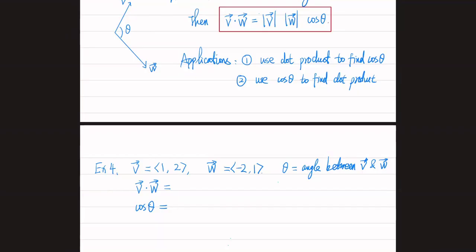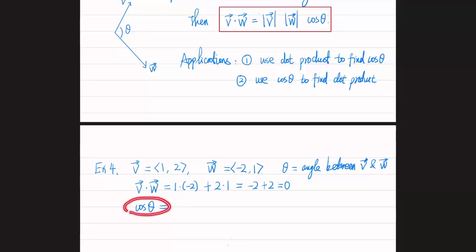Let's find the dot product first. What do you get? I got -2 plus 2, which is 0. So the dot product is 0.